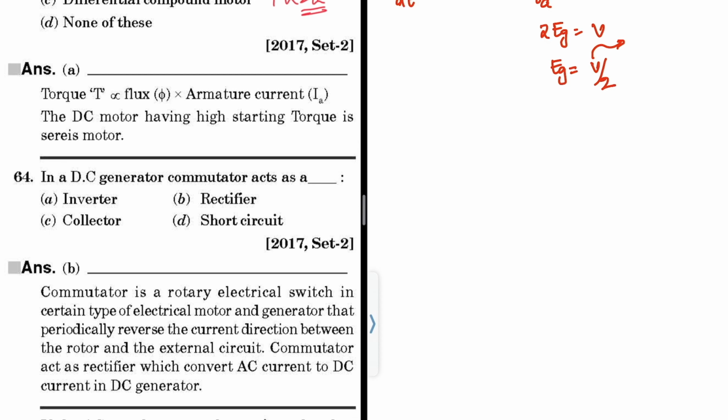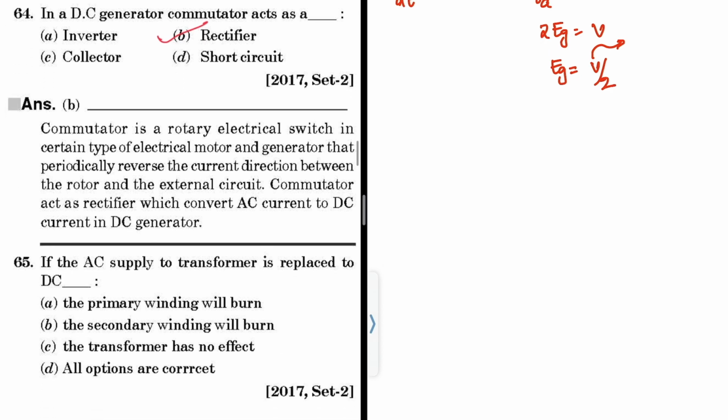DC generator commutator acts as a, you know that this is already discussed. It came around 2 to 3 times. So answer will be B.